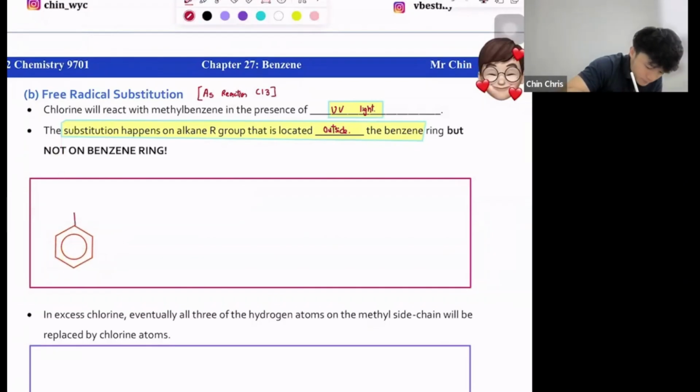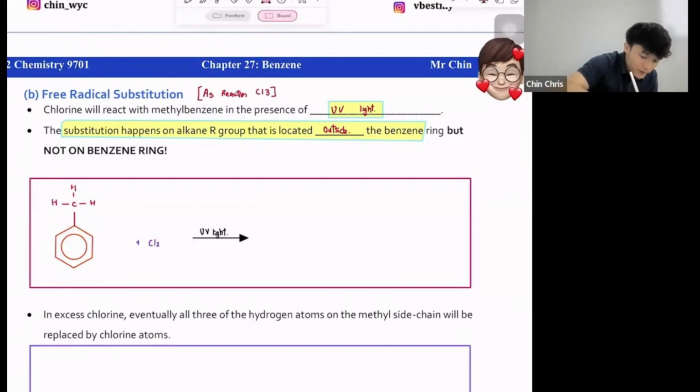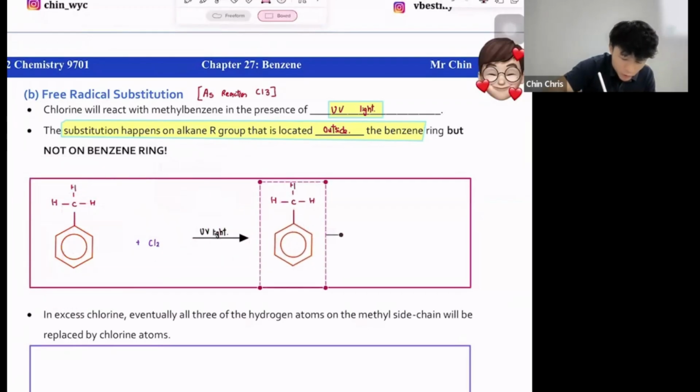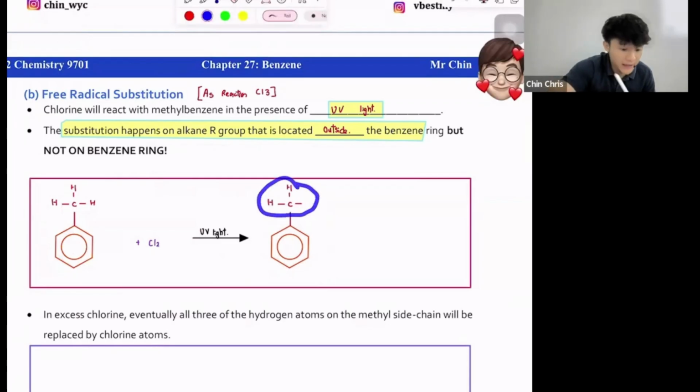All right, guys, you see, let's say you have a CH3, and if I add Cl2, this time I never add FeBr3 or AlCl3. Instead I put UV light. What's going to happen is that one of the hydrogens will get substituted on the alkane group outside the benzene ring. You can see it's outside the benzene ring that gets substituted, not inside the benzene ring.